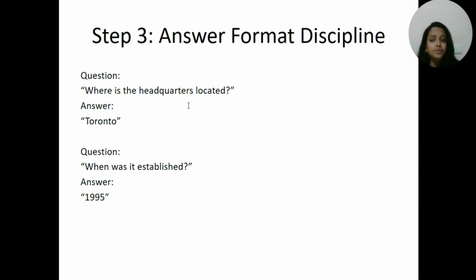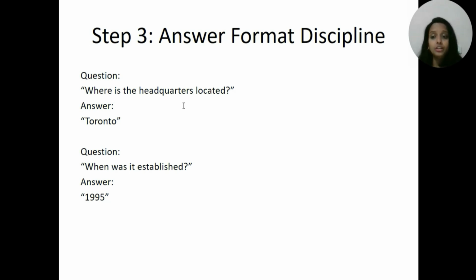Now, the next step here is answer format discipline, which means you have to answer exactly what is required. If the question says, where is the headquarters located? Answer, it would be Toronto, right? You should not write it as it is located in Toronto. No, it's not your school examinations where you can write from the questions. Just need to write in one or two words.